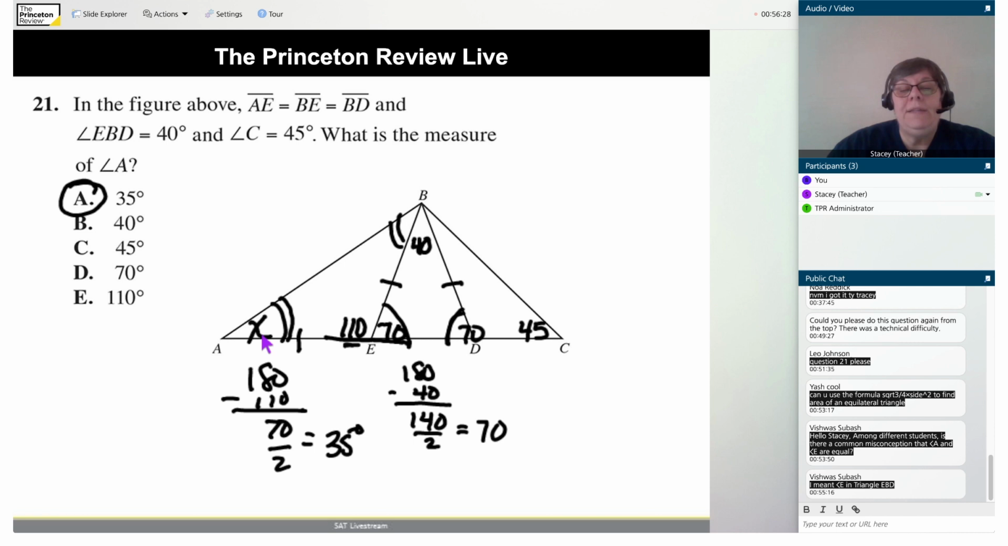And that's the place where the mistake is usually made, Vishwa. Once I get, oh, I got 70 left, people forget it has to be broken up among the two angles. So yes, 70 is a common trap answer on this question, because people forget to divide it by two. I apologize, I didn't quite catch what you had meant initially.